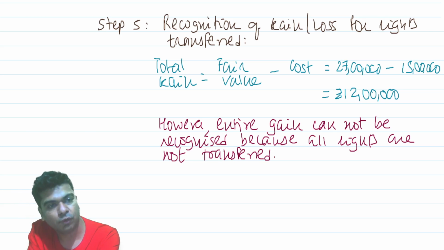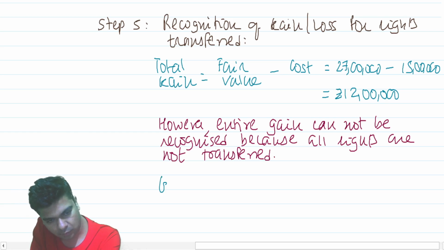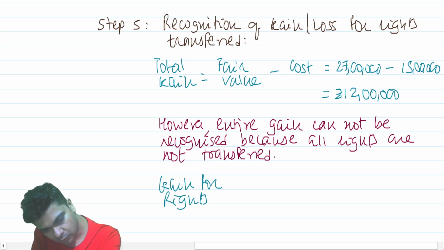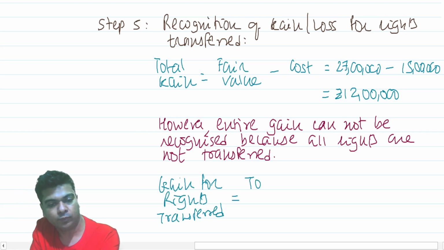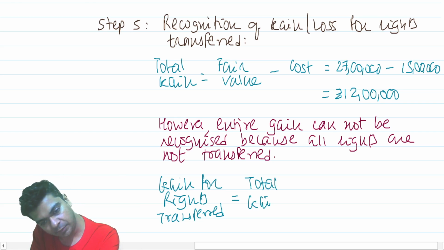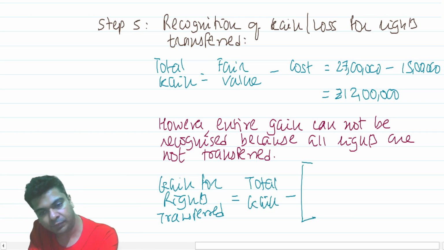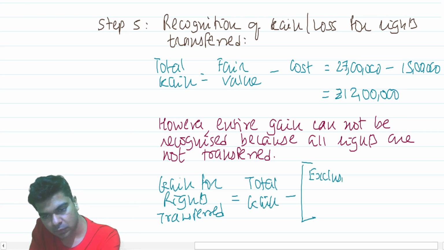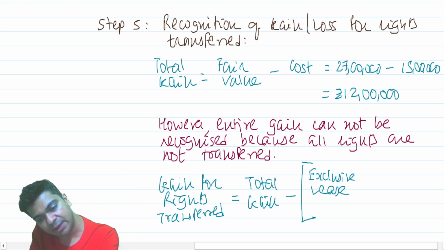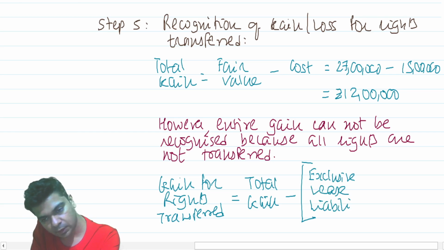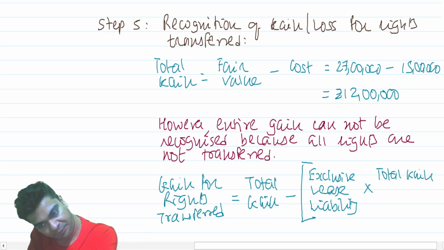So we say gain for rights transferred will be equal to total gain minus exclusive lease liability into total gain divided by fair value.